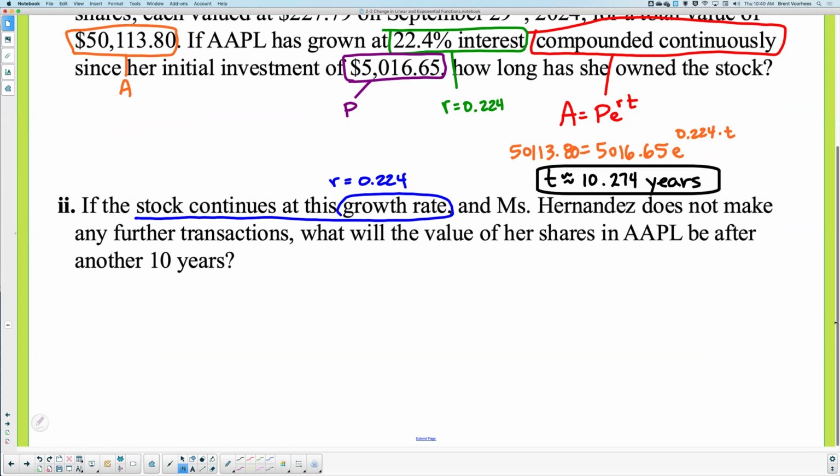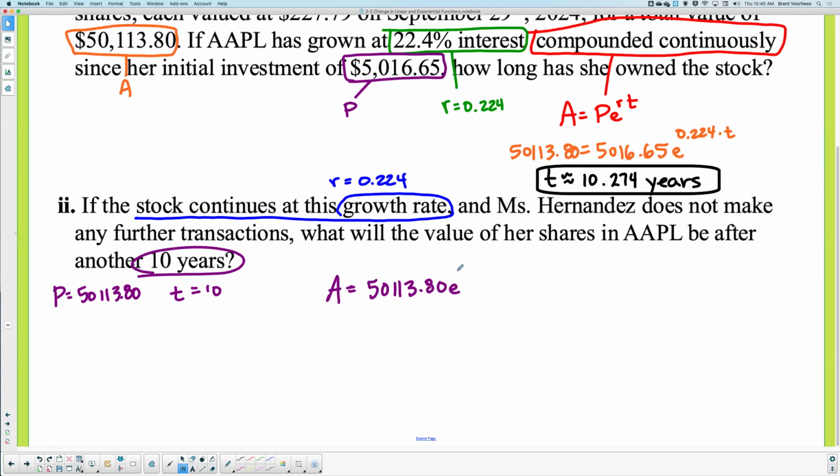Okay, so if it says another 10 years, we would think of our time being 10. But if it says after another 10 years, what's happened though is the P has changed. The P is not the initial amount of 5,000. What's our initial amount now? It's now the $50,113.80 because that's now the present value. So you can think of P as being present or past. In this case, it's the present value. That's what our current evaluation is.